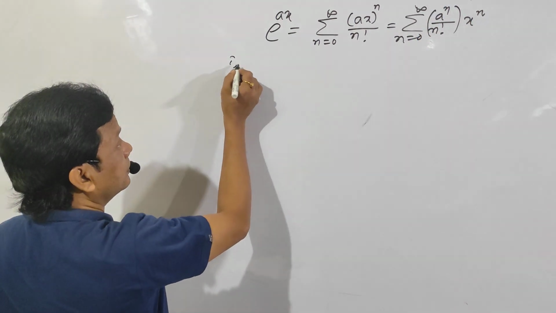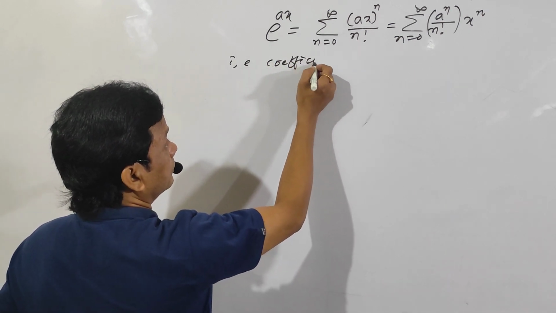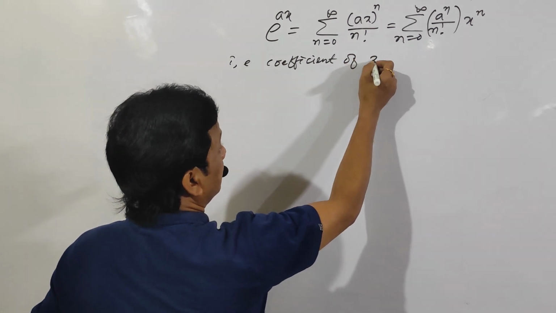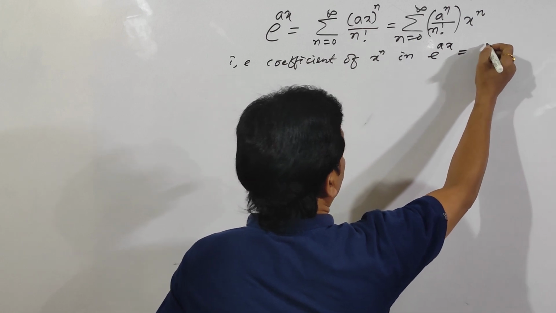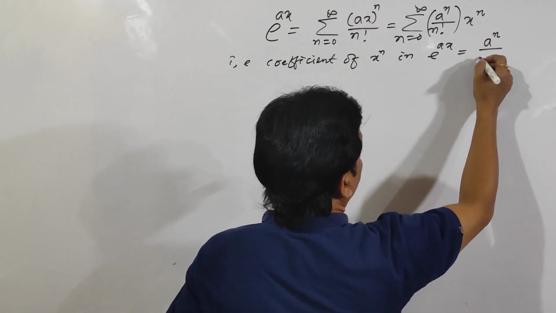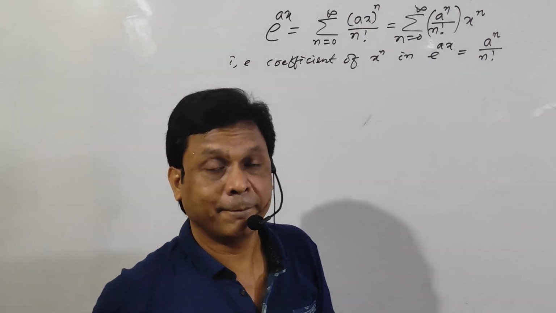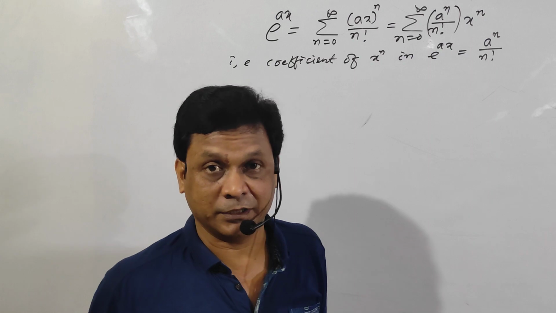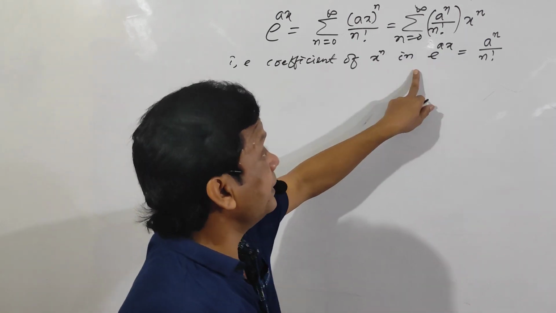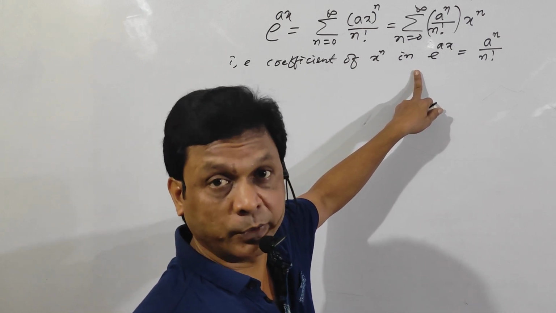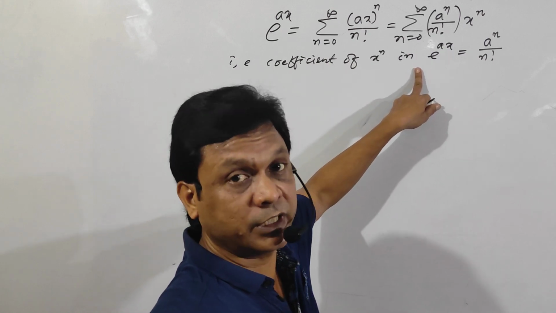That is, the coefficient of x to the power n in e to the power ax is equal to a to the power n by factorial n. This is the formula, and that formula should be applicable in each and every problem, and you should apply it directly. Don't write the process. You should write directly. Clear? And this is the actual formula. This is not the problem. This is the theory, and you should apply this theory to each and every problem.